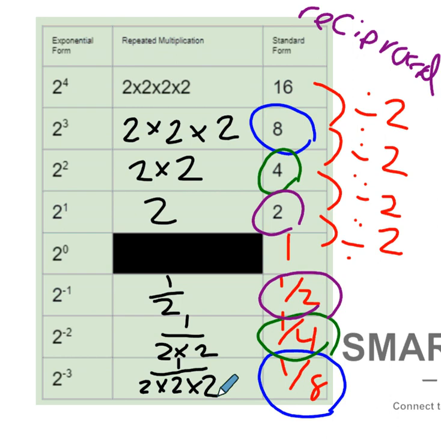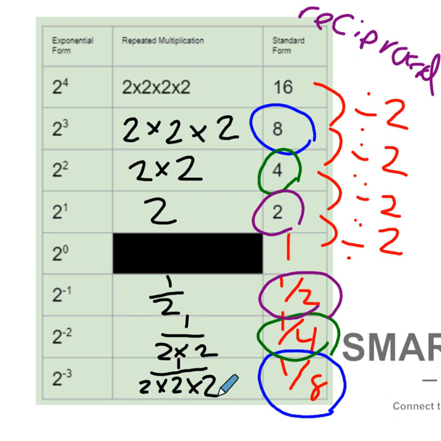Now we're going to stop for a second, and I want you to just look at this table and think about anything that might have surprised you. So again, you might be surprised that 2 to the exponent of 0 isn't 0, but it's 1. And the reason why it's 1 is this pattern. We divide by 2, divide by 2, divide by 2. We're never going to get 0 when we do that.